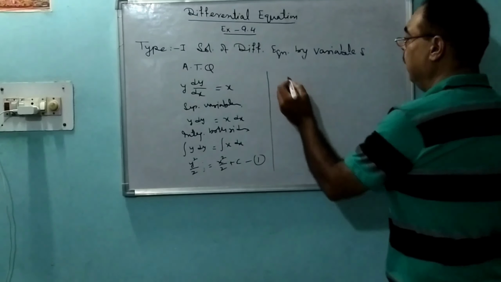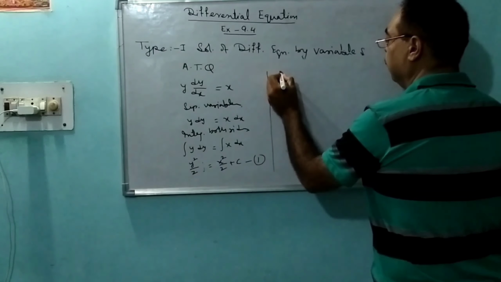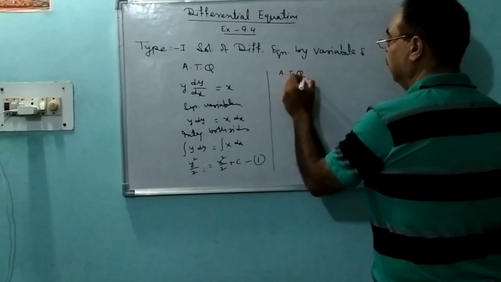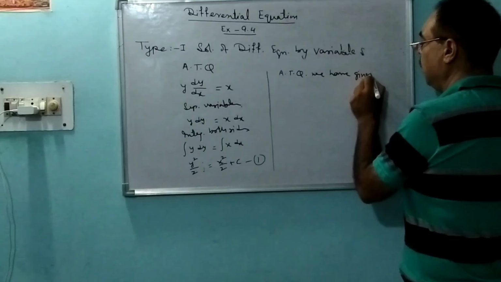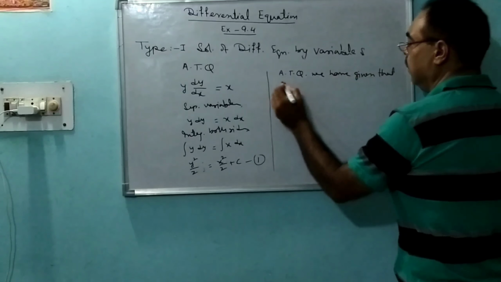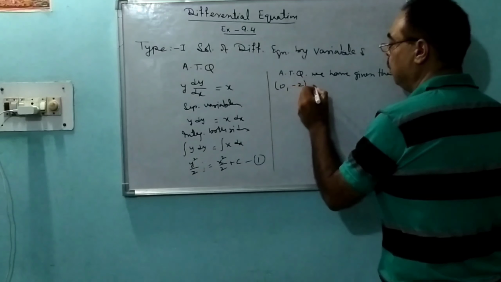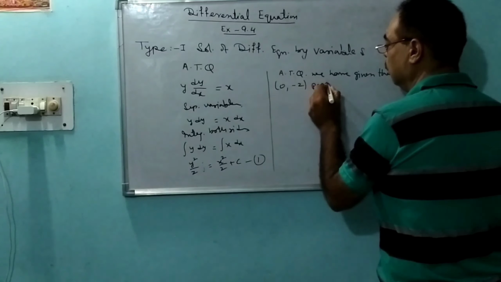0, minus 2. According to the question, we have been given that (0, -2) passes through equation 1.